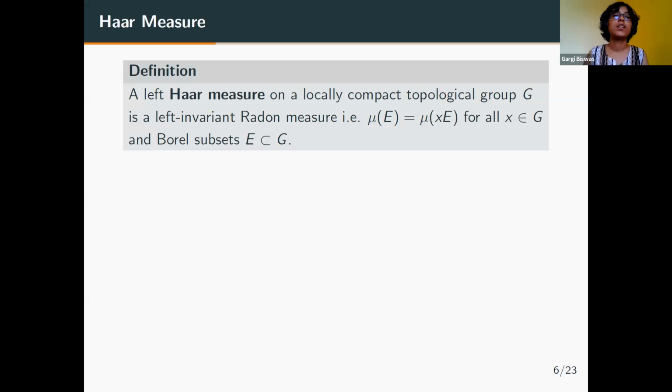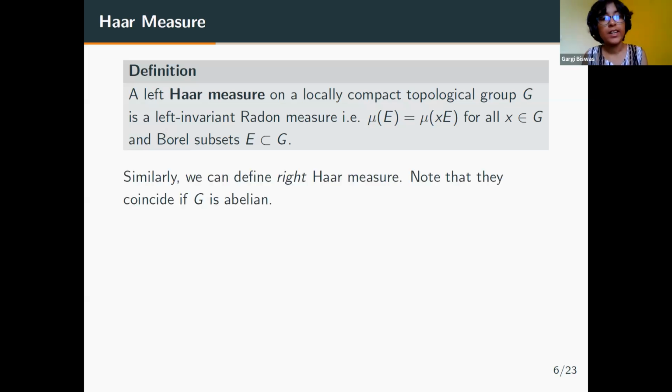It means that you can translate all the Borel sets in G to the left and its size would remain the same. Similarly, we can define right Haar measure, a measure that is right invariant. The right translations have the same size all over G. And note that they coincide if G is commutative or abelian.